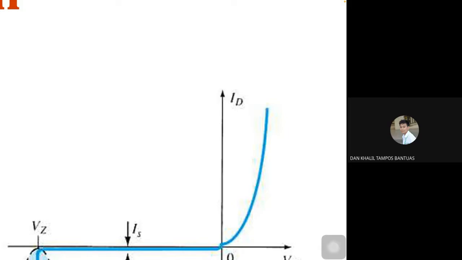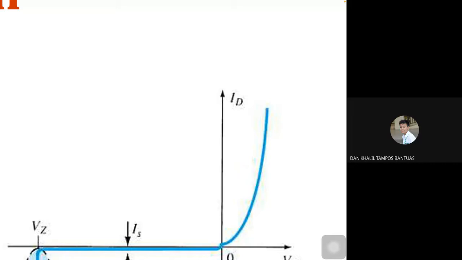0.7 and below, even negative voltage drops, even if it's 1 volt, as long as it's negative, the diode will not conduct. It should be positive. Not only should it be positive, but it should be more than 0.7. But if it's below 0.7 and negative, it will not conduct.